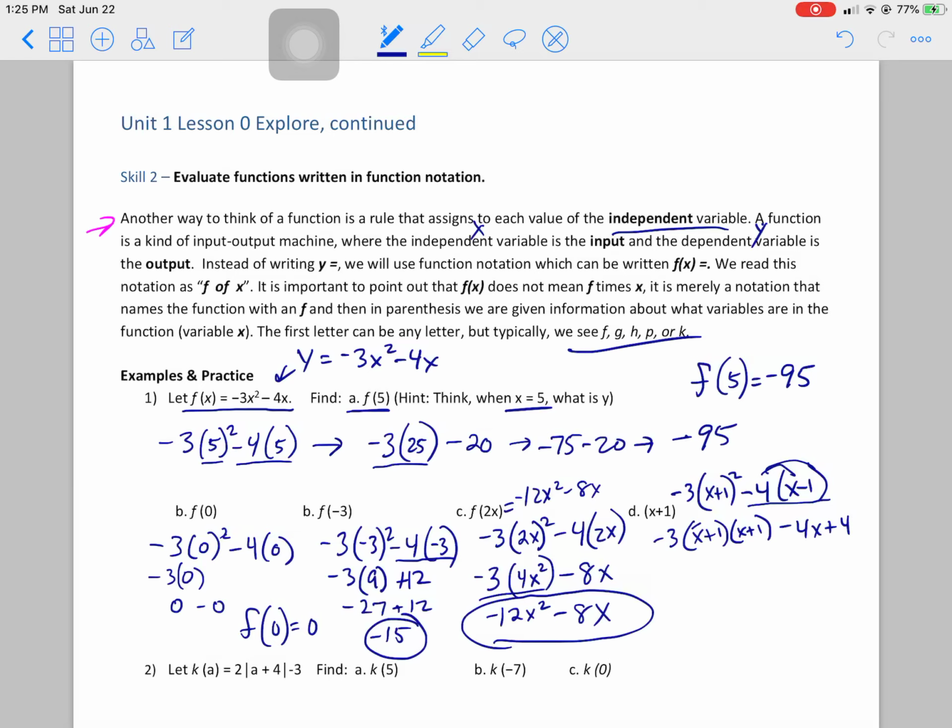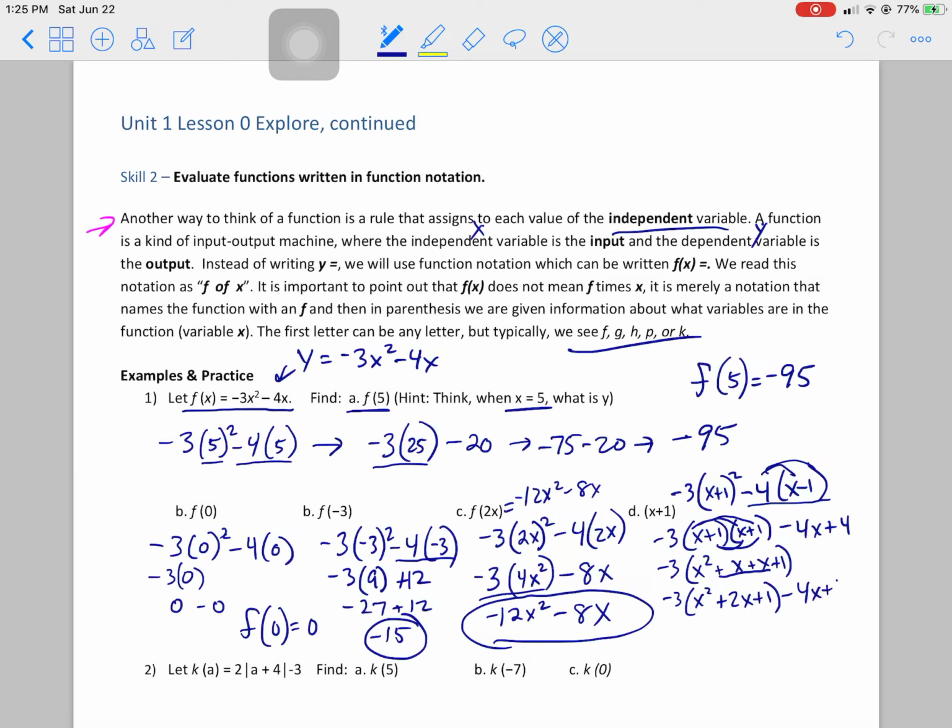This needs to be FOILed. First times first. Let's put this back. First times first is x squared. X times x is x squared, right? 1 plus 1 is that 2. All right, and then outside, inside, last. Let's add like terms here. That is negative 3x squared plus 2x plus 1.